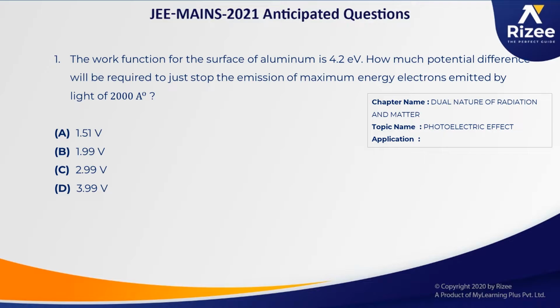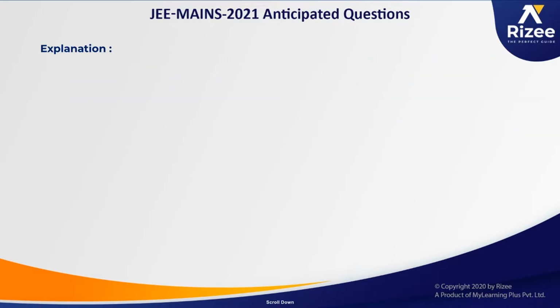We know the photoelectric effect conditions are based upon Einstein's energy equation. The given question is: the work function for the surface of aluminum is given here. How much potential difference will be required to stop the emission of maximum energy electrons emitted by light? This is the incident light. For this, Einstein's equation will be used, that is E is equal to work function plus kinetic energy, and your stopping potential will be numerically equal to your kinetic energy.